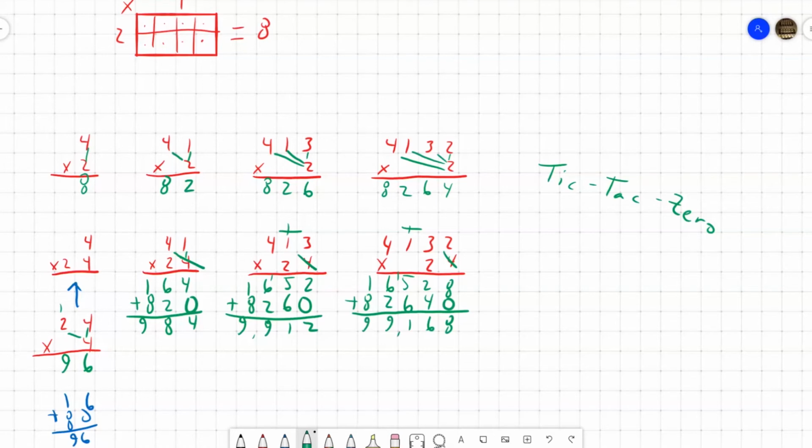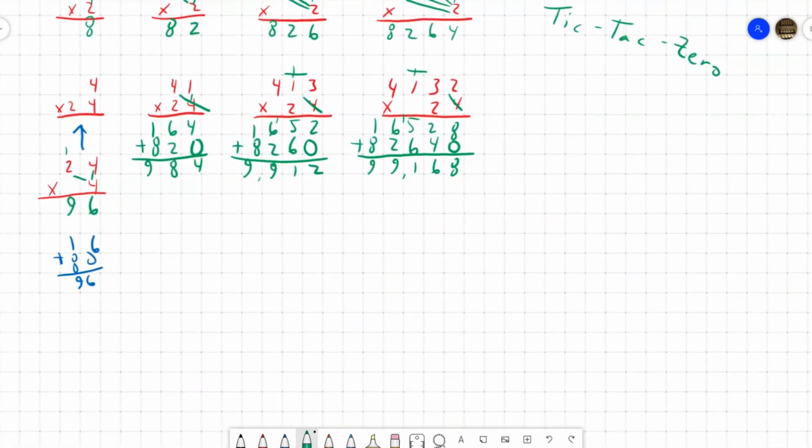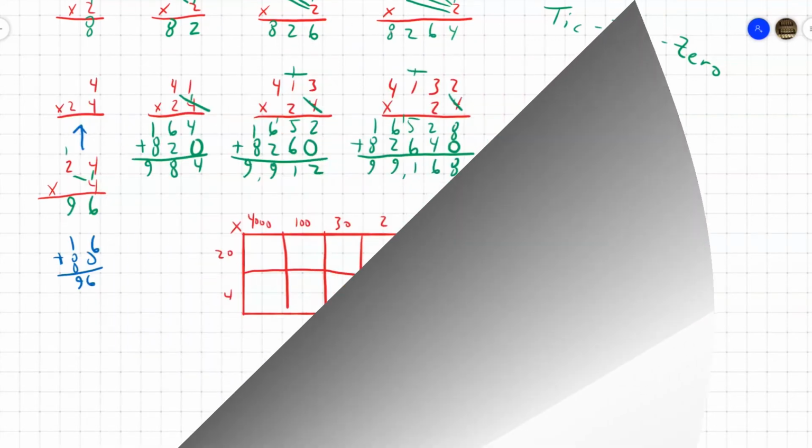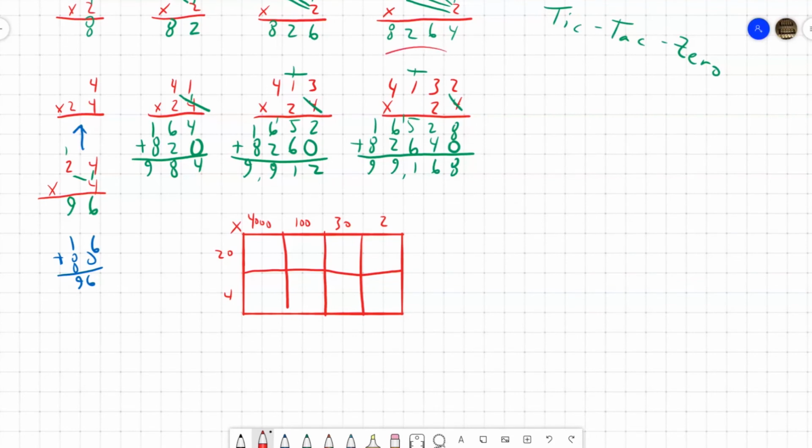99,168 for my answer. Now, just to connect what we're currently doing to previous learning, I want to see what happens if I were to do this with an area model. So I just took this problem up here and moved it down here. So I have 4,132 times 24. 4 times 2 is 8.